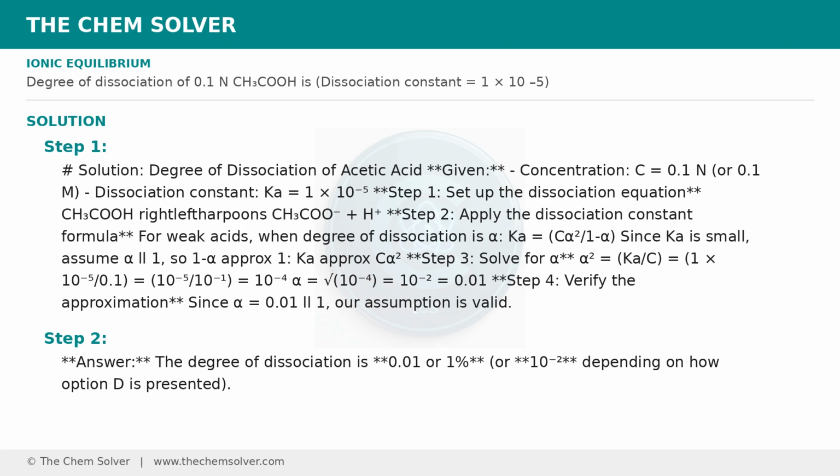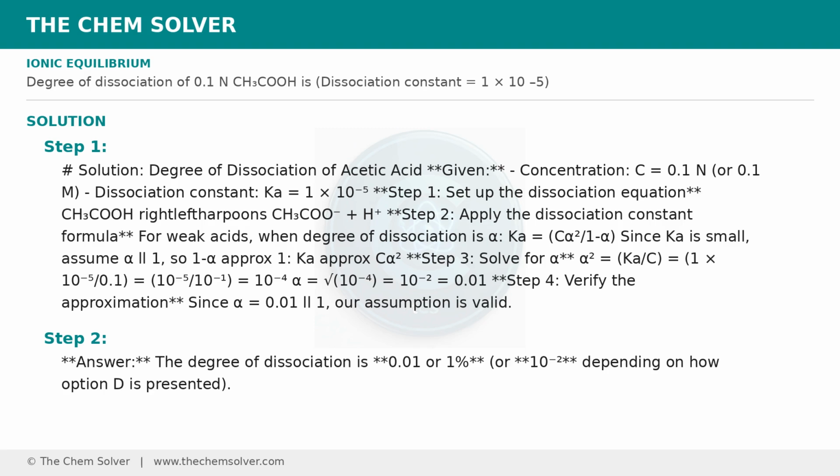Step 2. Apply the dissociation constant formula for weak acids when the degree of dissociation is alpha. Ka equals Cα² over 1 minus α. Since Ka is small, assume α << 1. So 1 minus α approximately 1, and Ka approximately Cα².